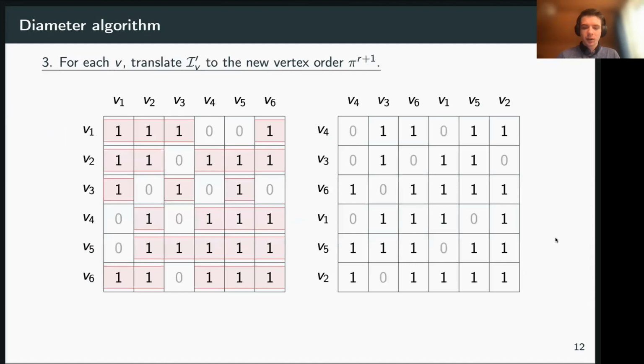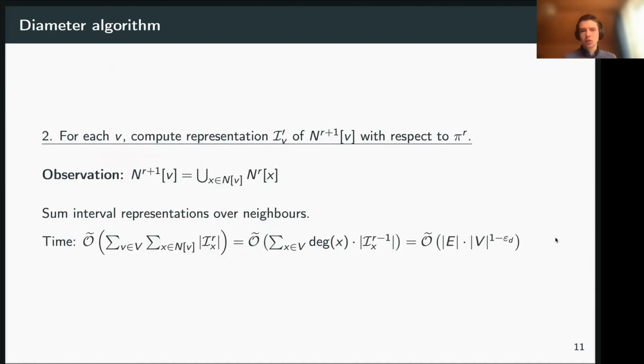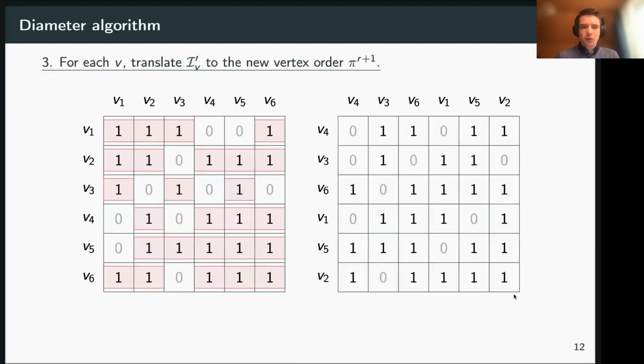All right. So now we have these representations. We have some interval representations of these r+1 balls, but they are with respect to the old vertex order, and we don't have a guarantee that these interval representations will be sublinear in V. In particular, they can be big, as big as the runtime here. So we need to convert them to the new vertex order that we computed for r+1, to maintain the property that the encoding is subquadratic. So this is the tricky part.